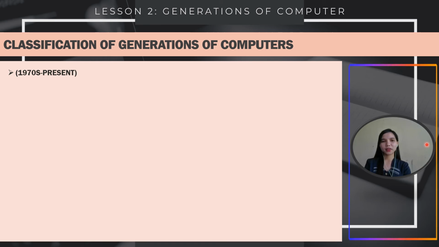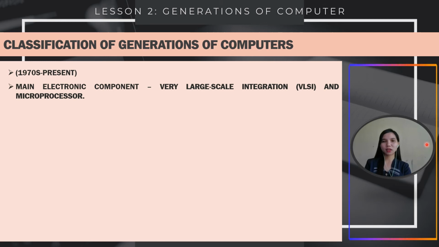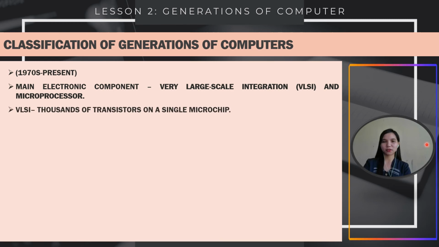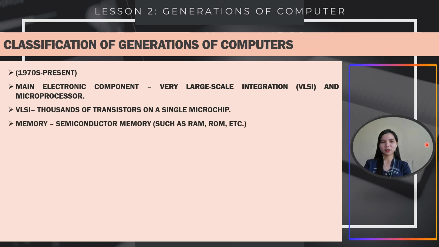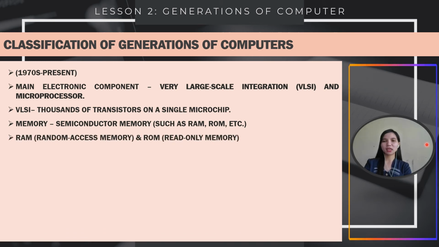So it started in the 1970s to present. The main electronic component of this generation is VLSI, meaning very large scale integration, and the microprocessor. So they only use microprocessors. With VLSI, guys, there are thousands of transistors on a single microchip. The memory is RAM, ROM, etc. RAM meaning random access memory and ROM, read-only memory.